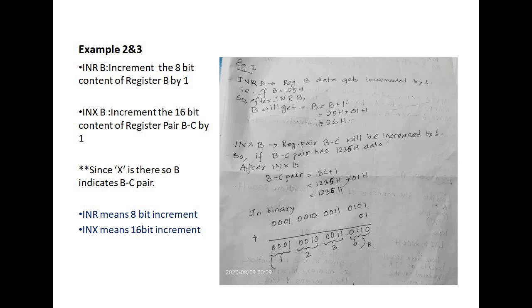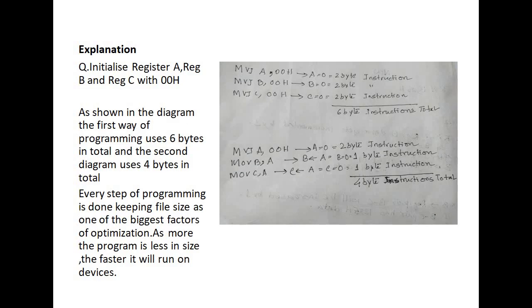So in all these examples, MOV B, C, INR B and INX B, where is the data stored? Is the data stored in the instruction or in the register? In the register, the data is stored in the register. Okay, now a bit of explanation so that you can understand a little more clearly.